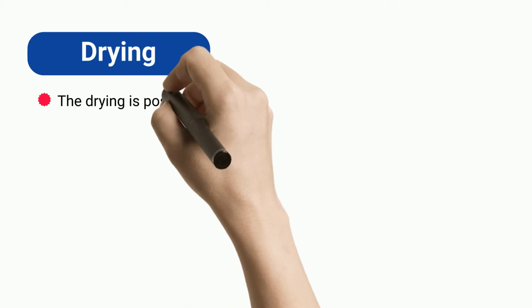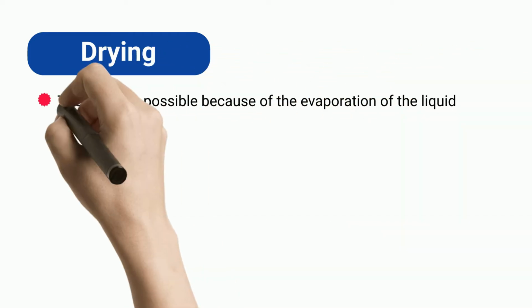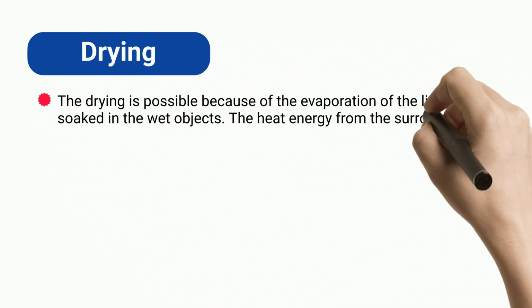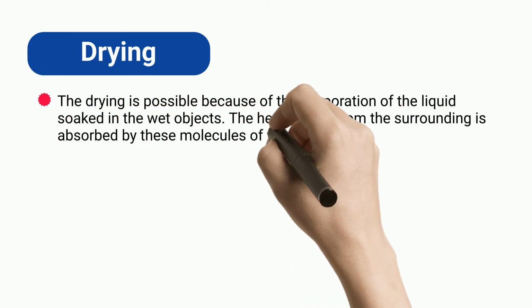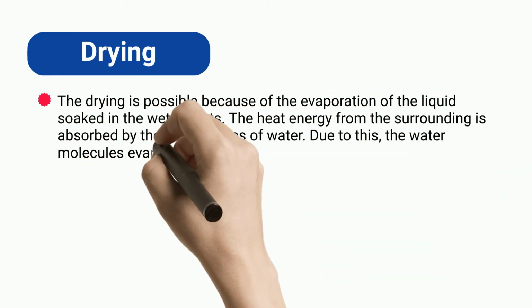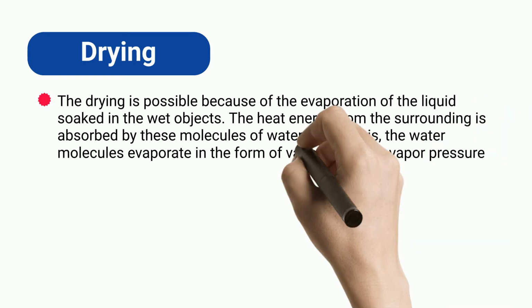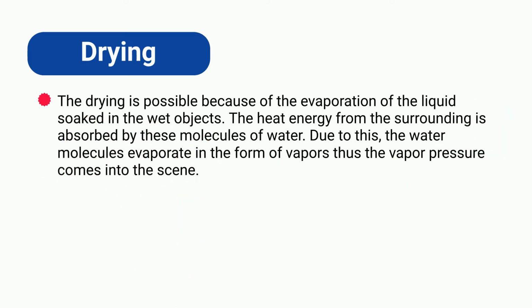Drying. The drying is possible because of the evaporation of the liquids soaked in the wet objects. The heat energy from the surrounding is absorbed by these molecules of water. Due to this, the water molecules evaporate in the form of vapors, thus the vapor pressure comes into the scene.